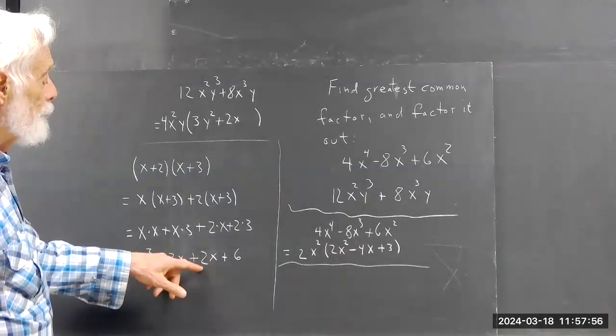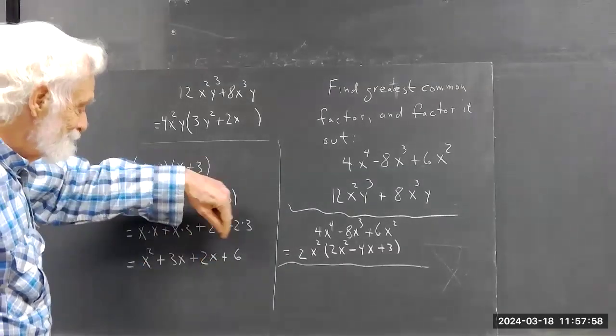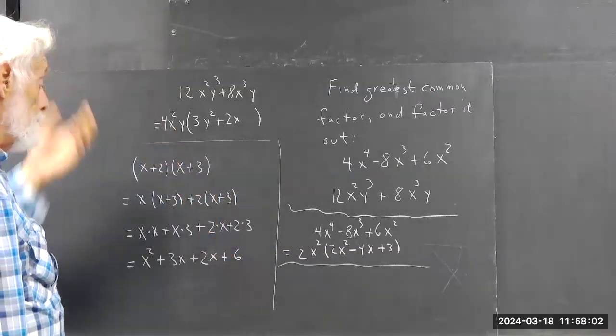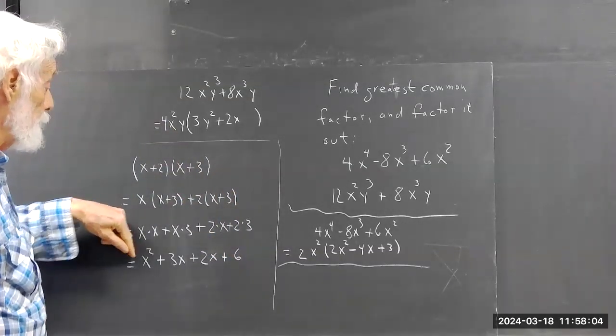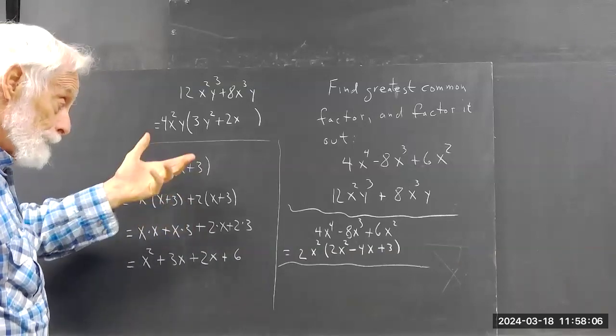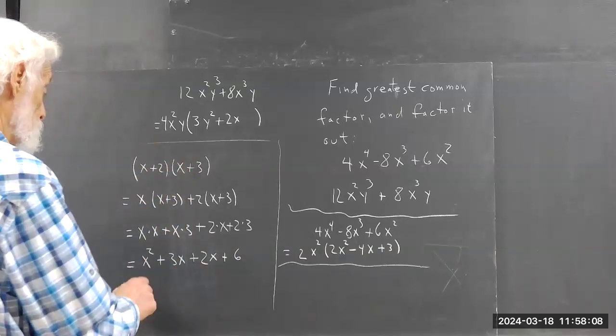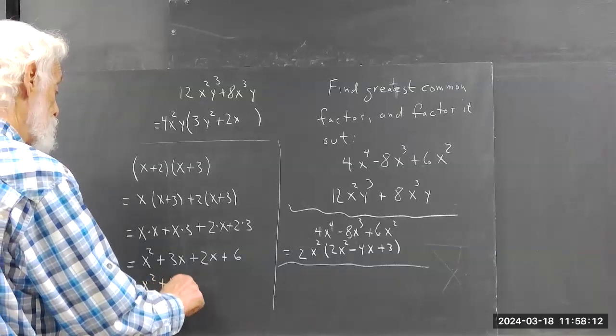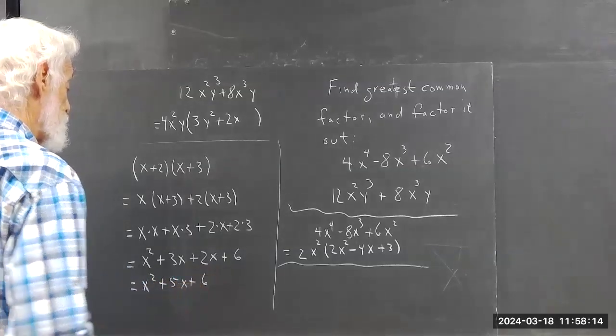And we can't combine the 2x and the 6 because 6 doesn't have an x on it, and they're not like terms. We can only combine like terms. We can't combine this x squared with any of these x's, but we can combine the x terms with the x terms. We get x squared plus 5x plus 6.